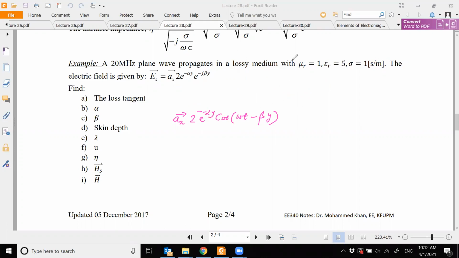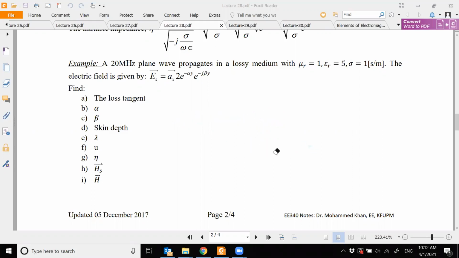Now from here you are able to see that the sign is negative, so it should go in the positive direction, and it is y, so it is the positive y direction. This is the direction of propagation.